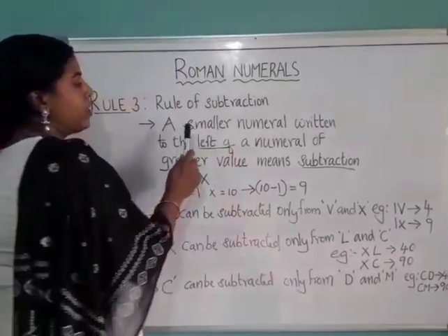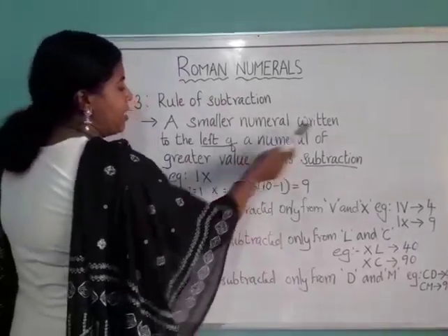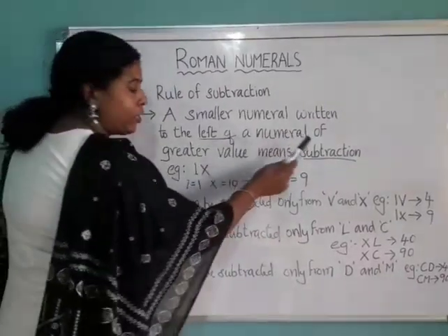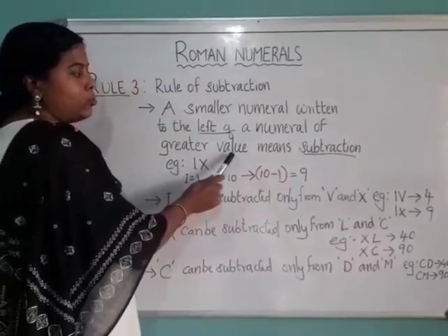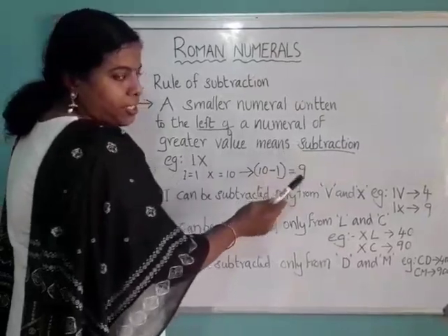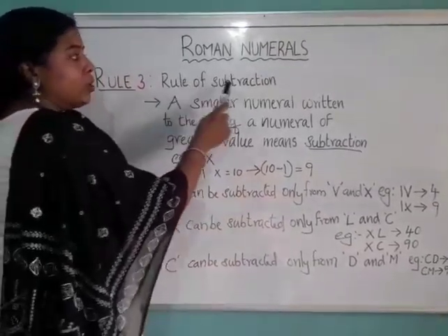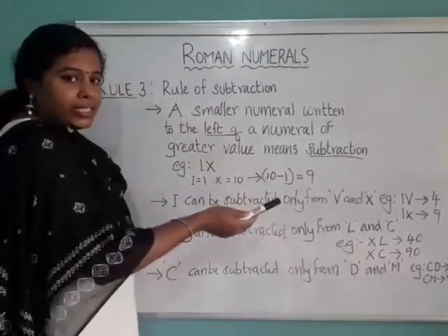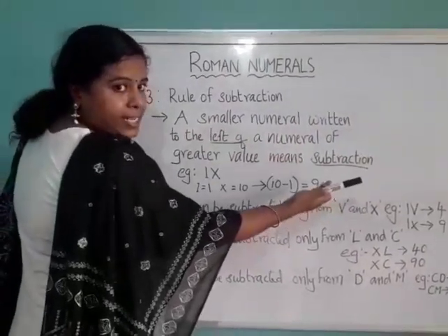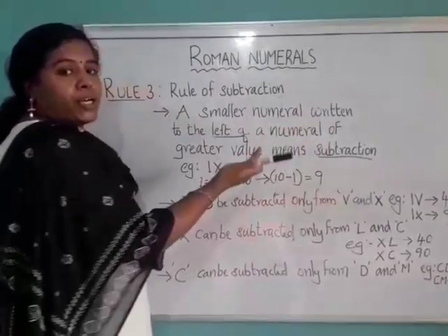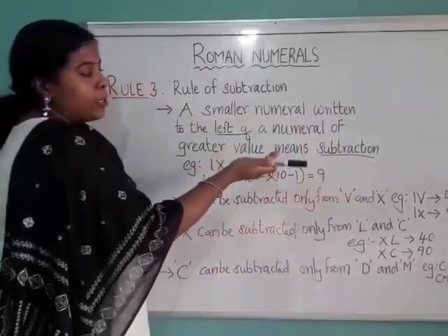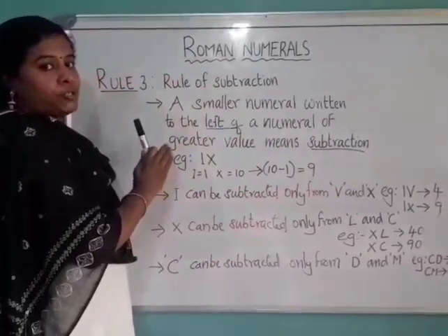The next rule is the rule of subtraction. According to this rule, a smaller numeral written to the left of a numeral of greater value means subtraction. This rule is just the opposite of what we have learned in the rule of addition. If you are writing the lesser value on the right hand side, we should add it. If you are writing the lesser value on the left hand side, we should subtract.